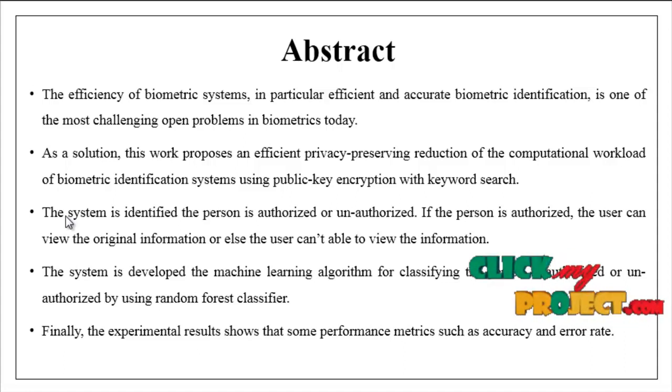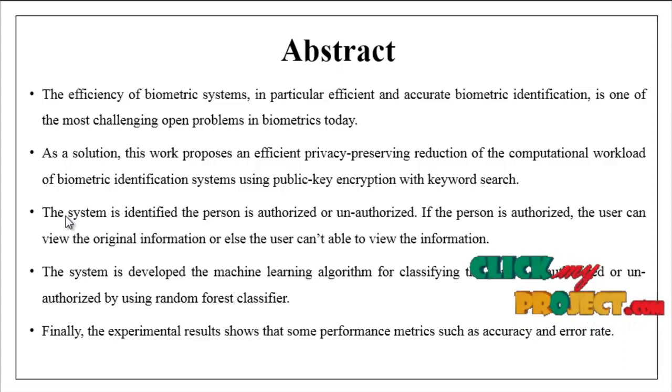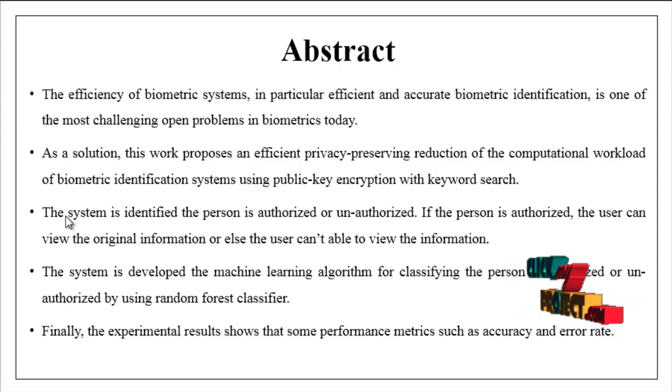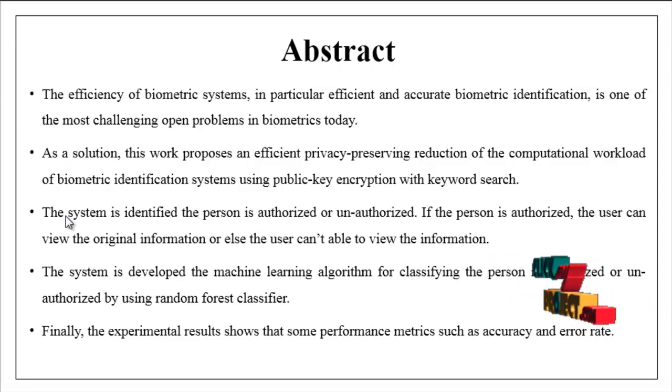The system develops a machine learning algorithm for classifying whether the person is authorized or unauthorized by using a random forest classifier. Finally, the experimental result shows performance metrics such as accuracy and error rate. This is the overview of our project.